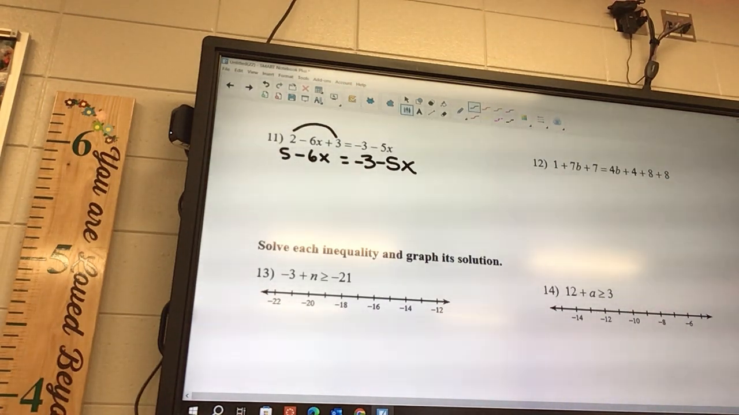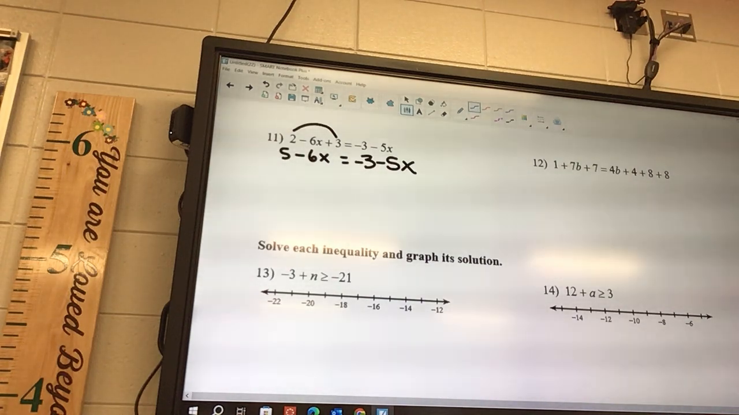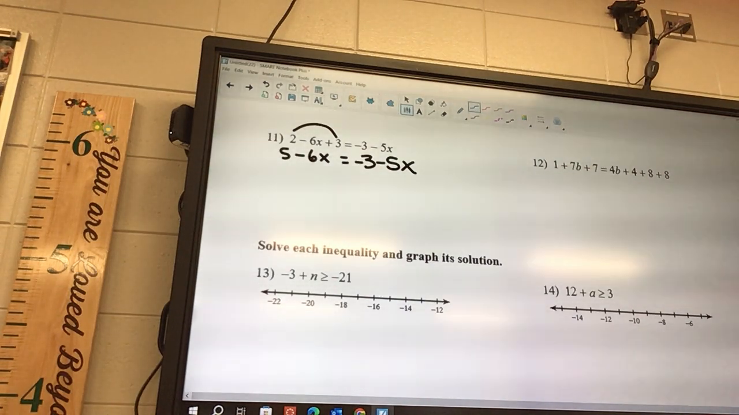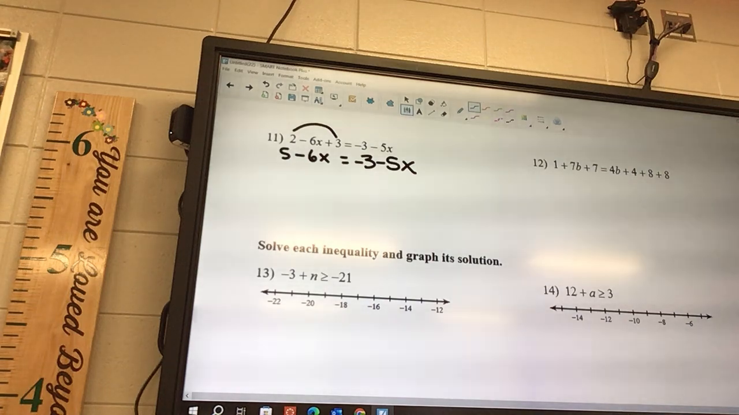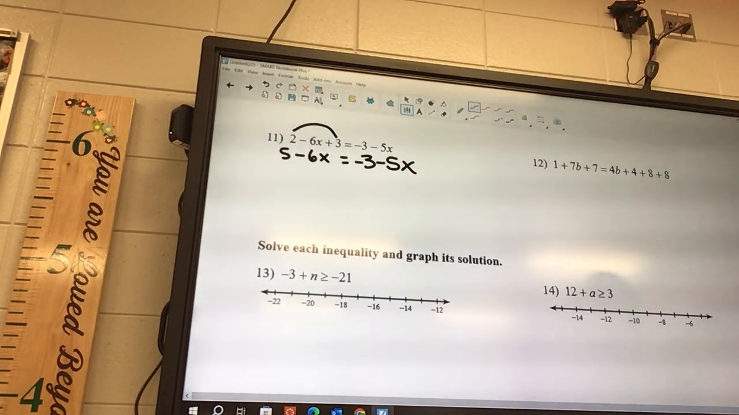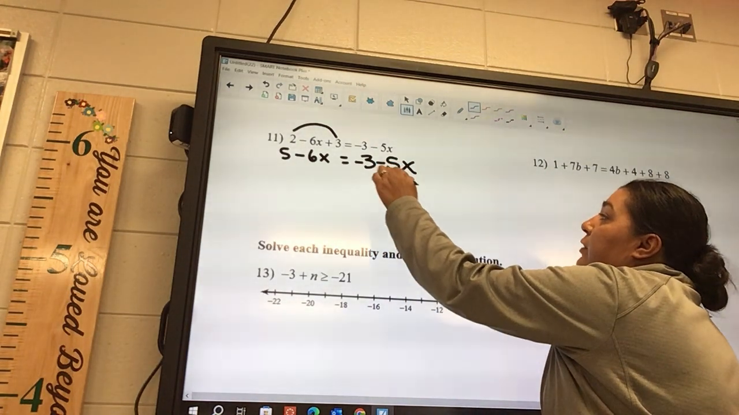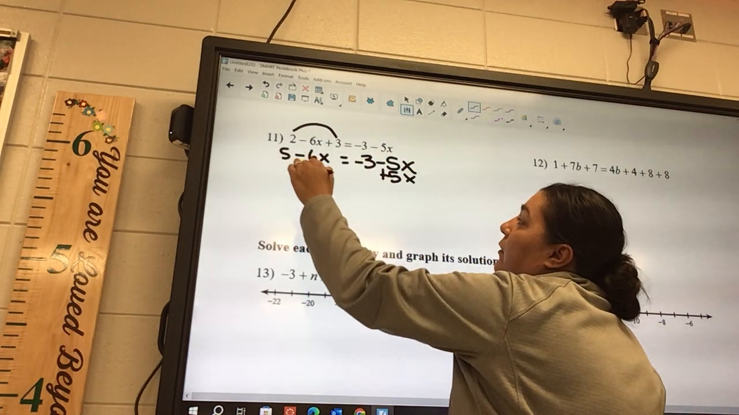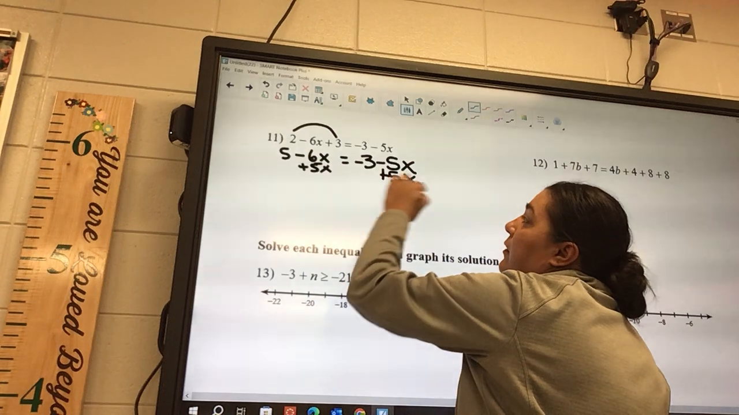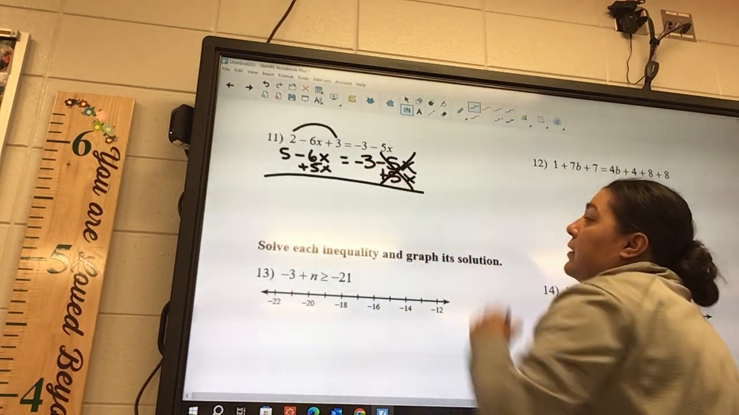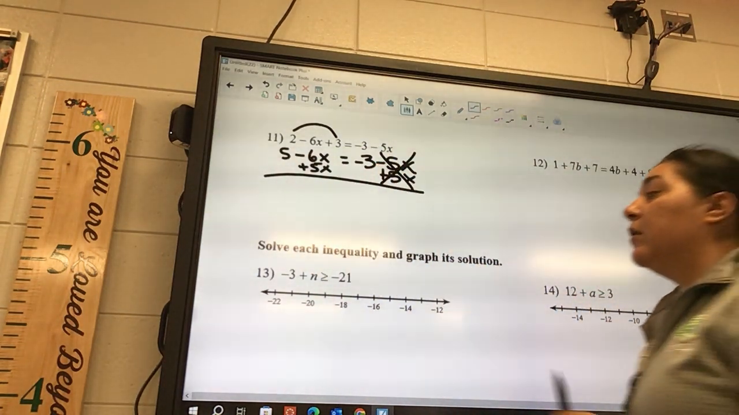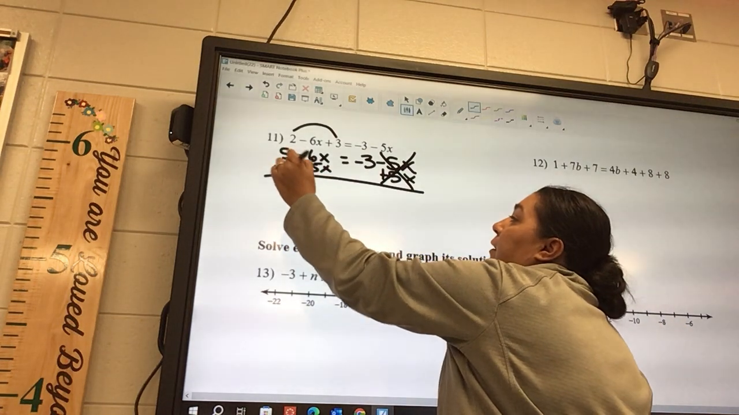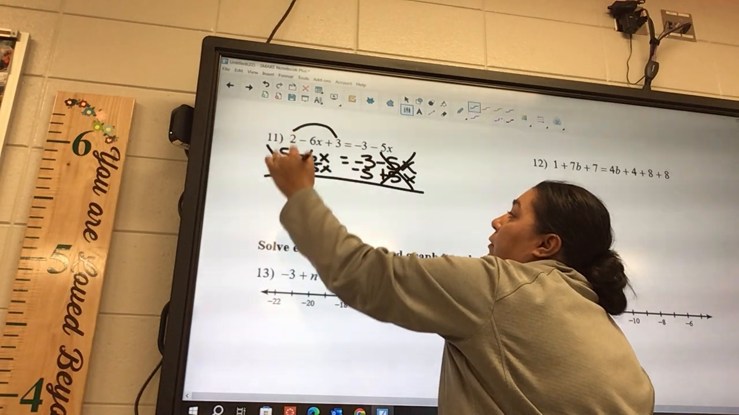Okay, we need to move our letters to the left and the numbers to the right. So who needs moved? The negative 5x. And who's he going to go with? The 3 or the 5 or the 6? Under the 6. Who else is getting moved? The 5 is going to get moved, and he's going to go under the 3.